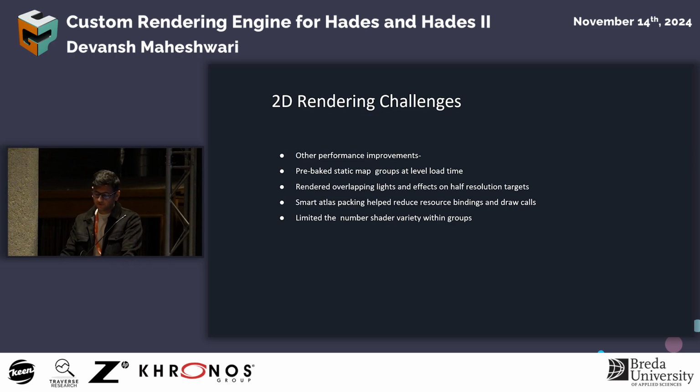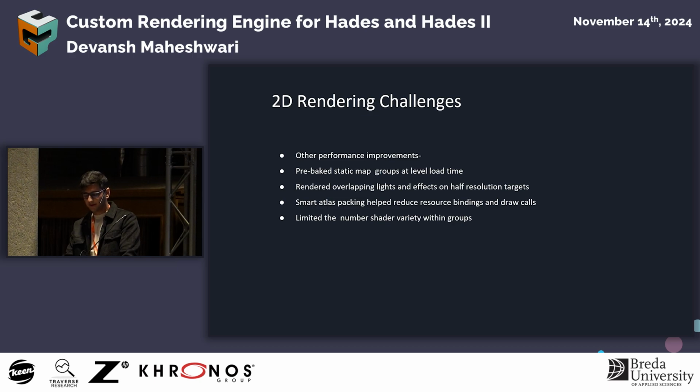On a similar line, we were also rendering a lot of overlapping lights and effects. So this, again, was a big performance hit. We noticed that we don't really need to render these lights because they don't have very fine details, so we don't have to render them on full resolution targets. So we started rendering them at half resolution targets and then just sampled the half resolution intermediate target whenever we wanted to render lighting on the final target. This helped us save a lot of pixel bandwidth as well.